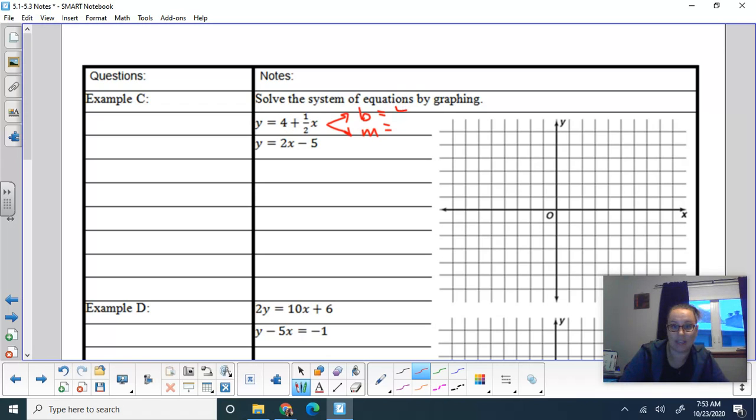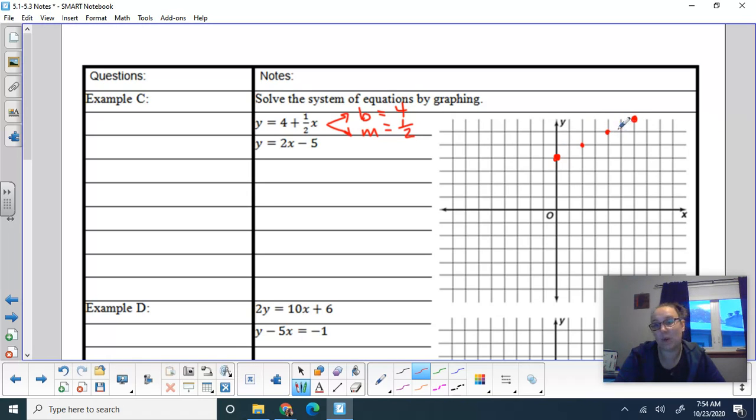B in this case is 4, and the slope is 1/2. All right, go ahead, plot these points, see if you can plot the line, and then check it with mine. All right, so we're going to start at 4 on the y-axis, and then we're going to go up 1 over 2, up 1 over 2.